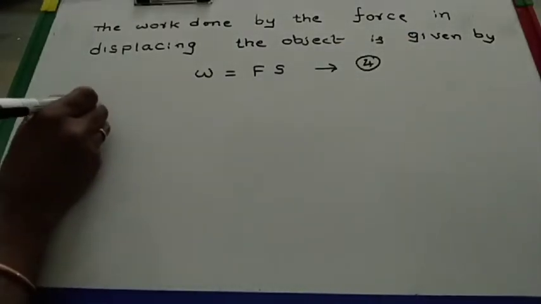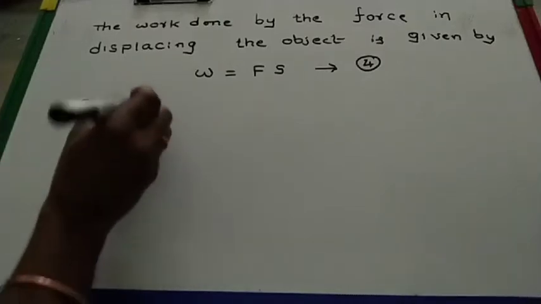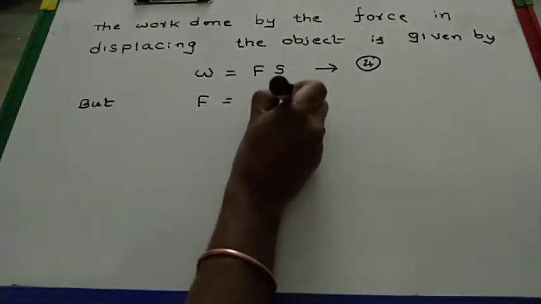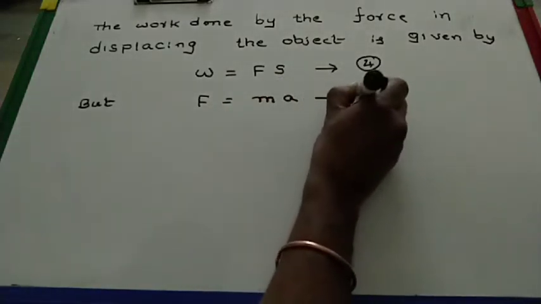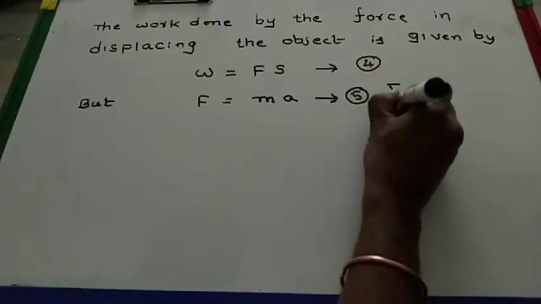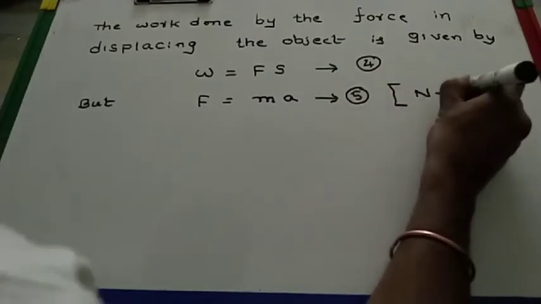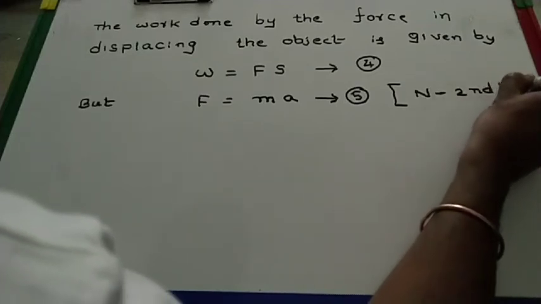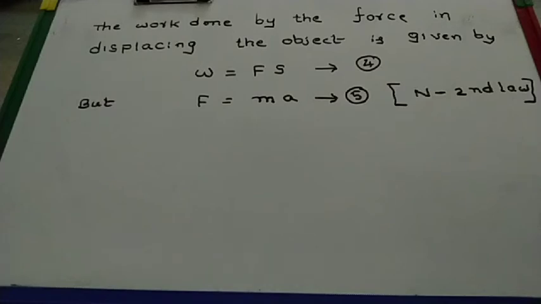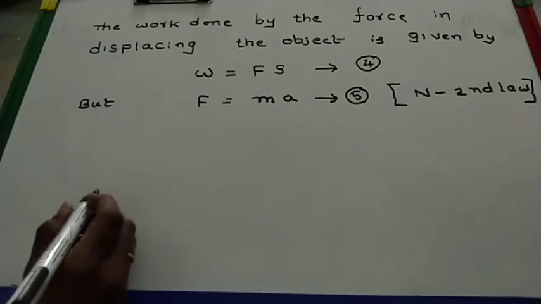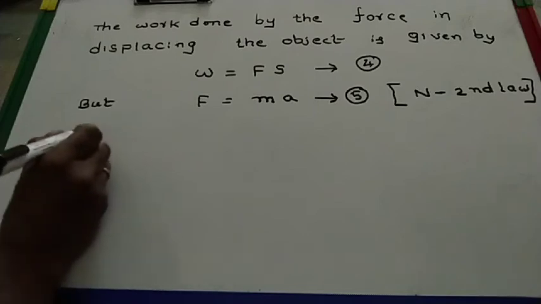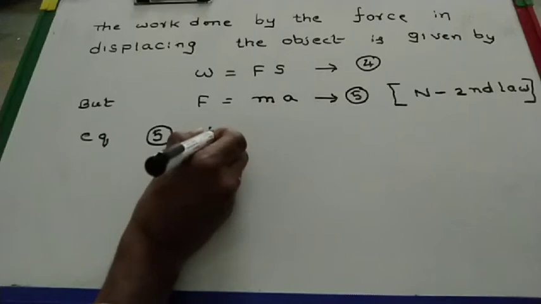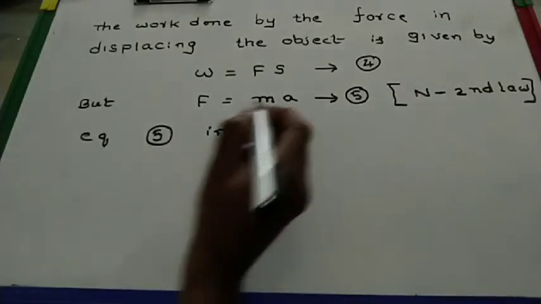But from Newton's second law, force is equal to ma. Consider it is equation number 5. This is from Newton's second law. Okay, now equation 5 in 4. What happened?